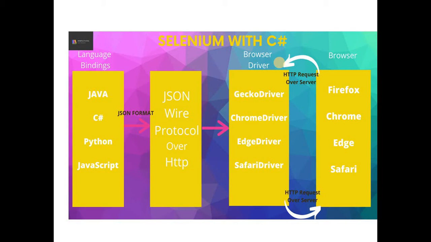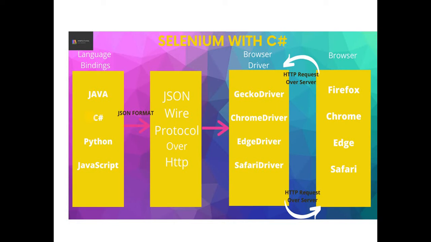Selenium is so popular as it has provided us the language bindings so that we can work with any other languages also. We are working with Java and C sharp. So these are the advantages of the language binding, and that's why Selenium is most popular for automation. Then the script which you have written is passed over the JSON wire protocol.